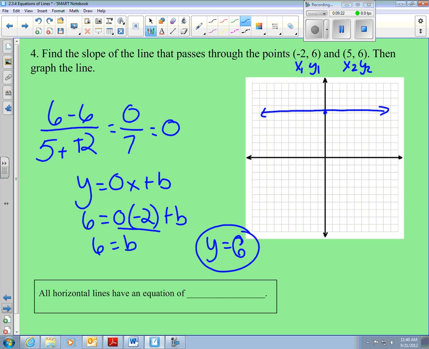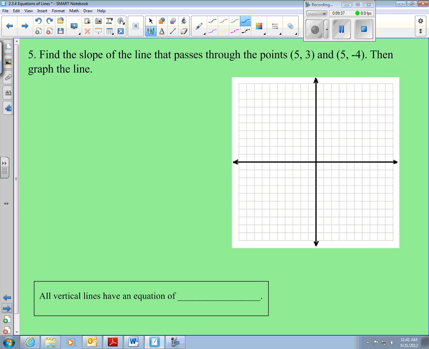So in the little box, all horizontal lines have the equation of y equals our y-intercept, which we know is y equals b. All right, so on the next problem, it says find the slope that passes through the points (5, 3) and (5, -4). So I want you guys to try that one on your own. We have talked about these slopes, and so we'll touch base with this problem tomorrow.